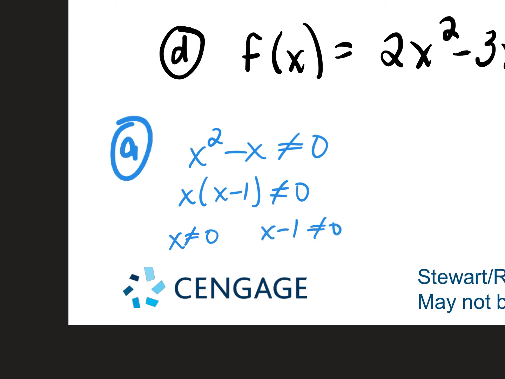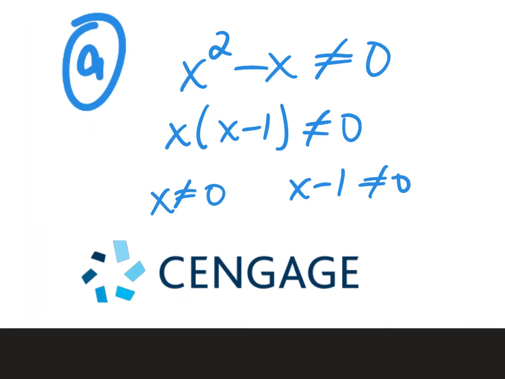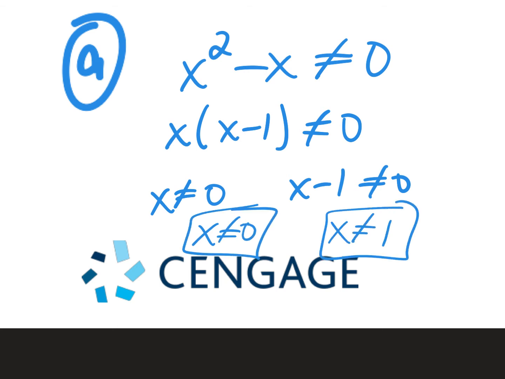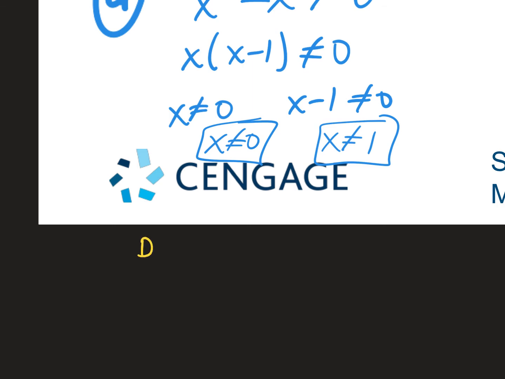So x can be anything in the entire world except for 2 numbers. What are those 2 numbers that x cannot be? 0 and 1. X cannot be 0, and x cannot be 1. I totally agree with that. Now, when you are answering this question, it's going to say, tell me the domain, and write your answer in interval notation. This is where our graphing comes in handy. Put this on a number line.